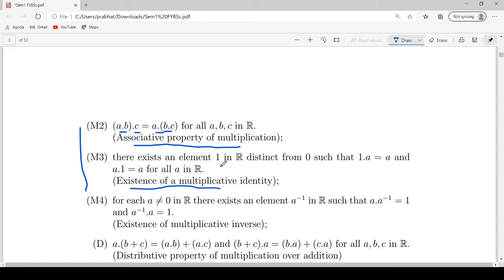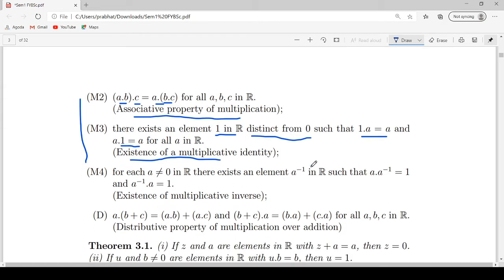The next is existence of multiplicative identity. It states that there exists an element which we denote by 1 in our set of real numbers R, such that if I multiply 1 to any real number A, then I will get my A back. So there exists an element 1 in R such that 1 dot A is equal to A and A dot 1 is also equal to A. But one more important point which you should keep in mind, that this 1 should be distinct from 0. This 1 should not be equal to 0. So this is the existence of multiplicative identity.